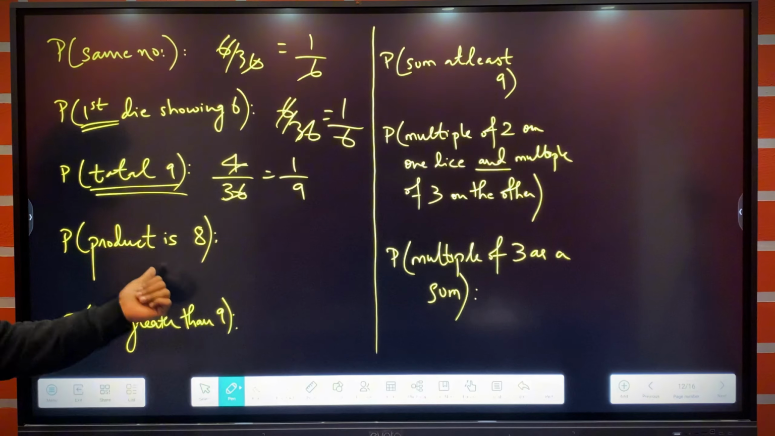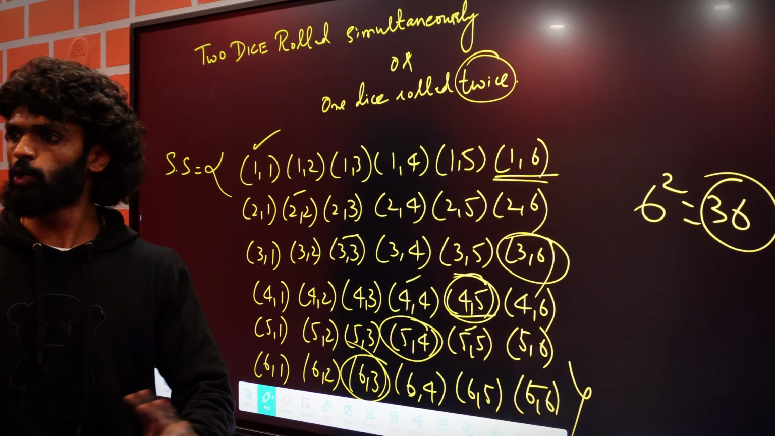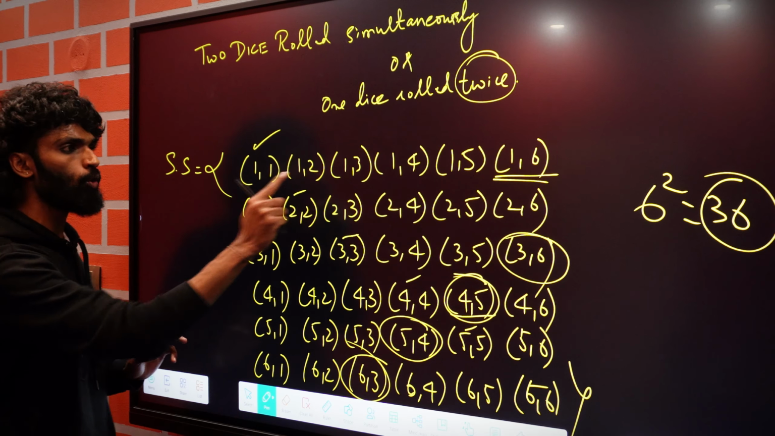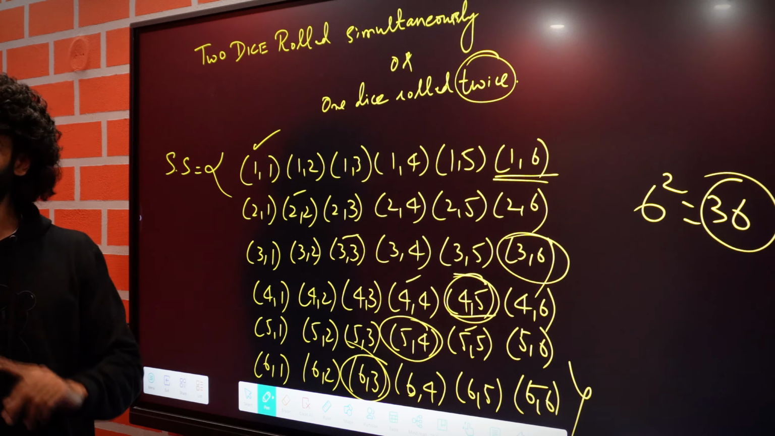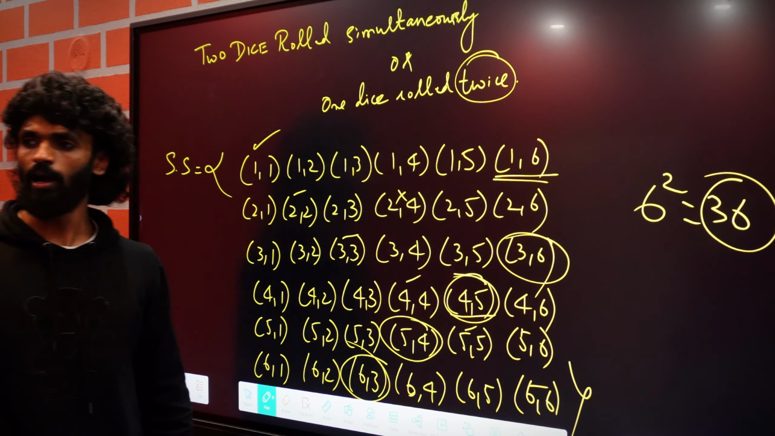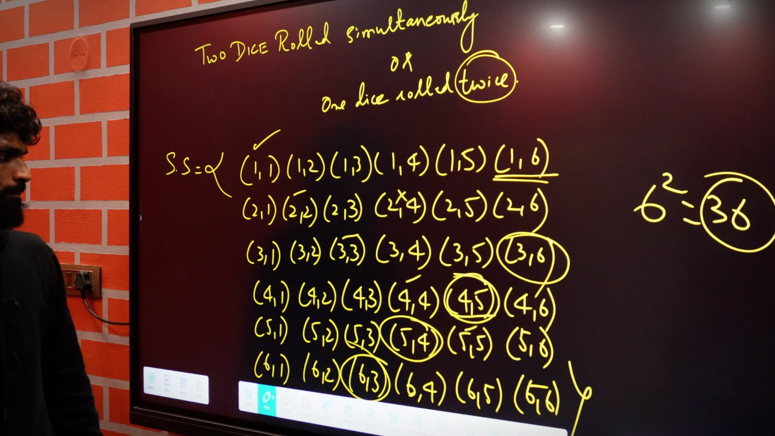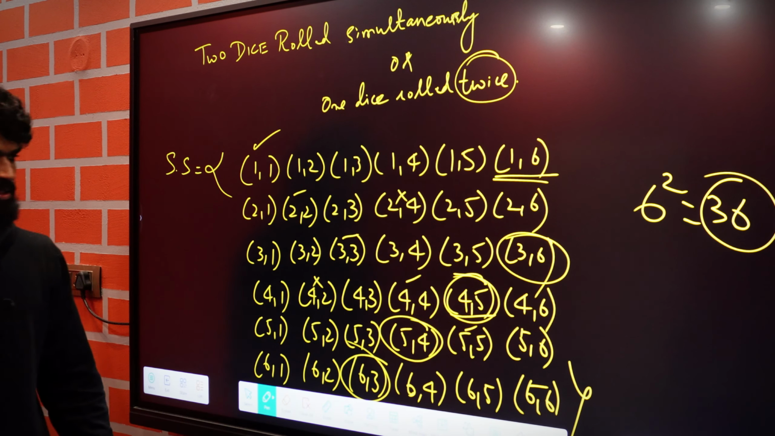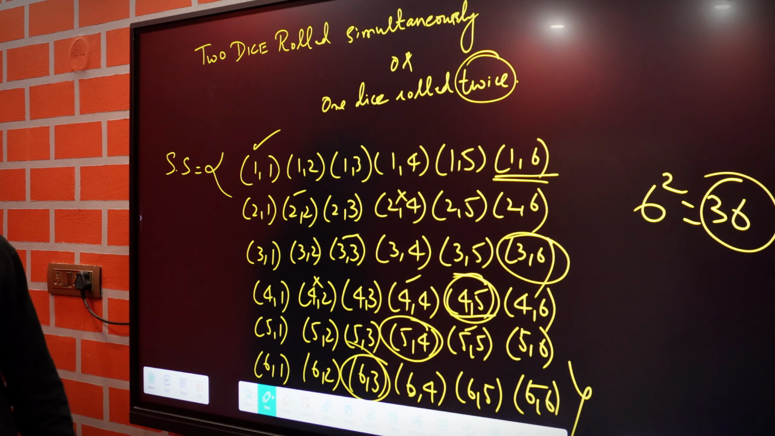Now the next question is, product is 8. Obviously, you know the meaning of it. If you multiply two things, for example, 1 into 2 is 2. So the product is 2 here. Now they're telling product should be 8. Obviously, 2 and 4, I'll take it. I'll put a cross there. 2, 4 is the first entry. Then 4, 2 is the second entry. That's it. Where else can the product be 8? Only 2 things.